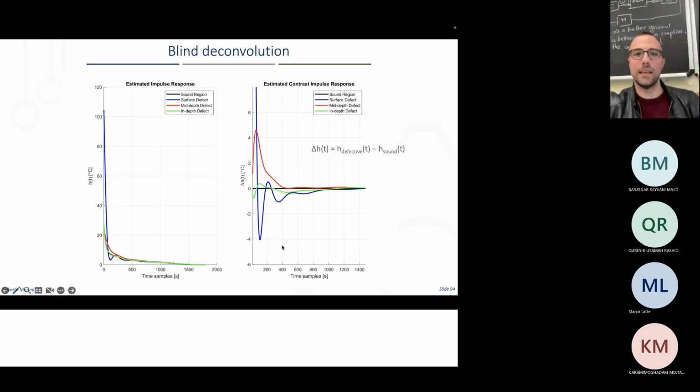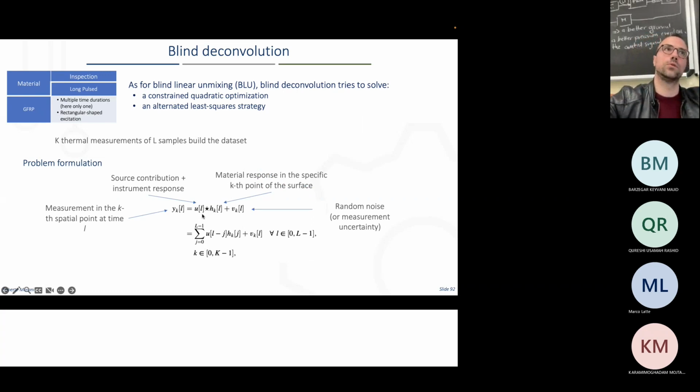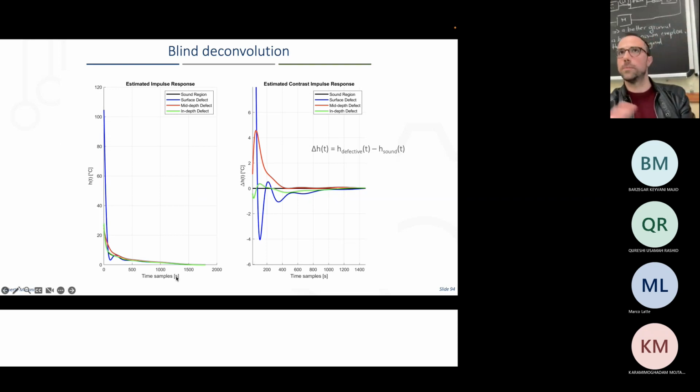So this is the idea, and these are the estimated impulse responses from different regions, because there's a way, without knowing anything about the source, to estimate at the same time the source and the impulse response from your output data. You don't know the material, you don't have any knowledge about this. These are temperatures, but in theory you don't even know that. This works for everything, and again, it's an iterative process. There are many approximations, of course, but knowing the output, you can estimate at the same time the input and your impulse response. For example, these are impulse responses from sound, surface, mid-deep, and in-depth defects.